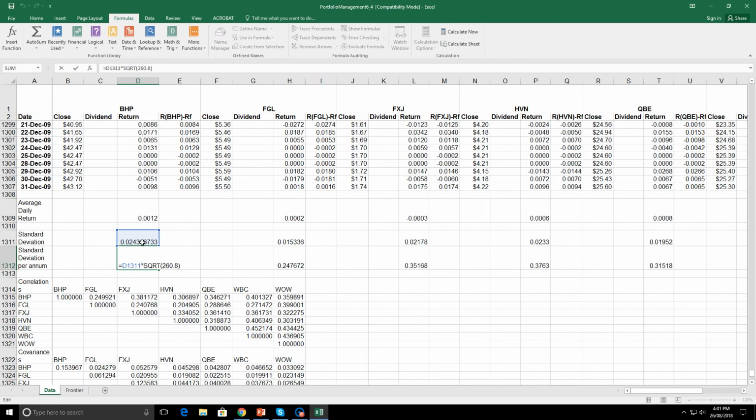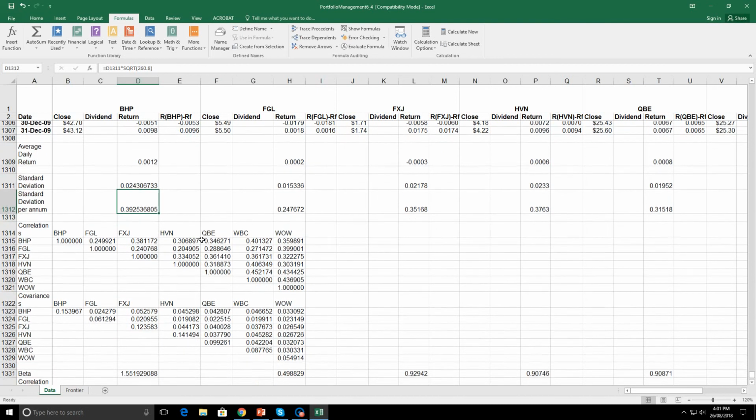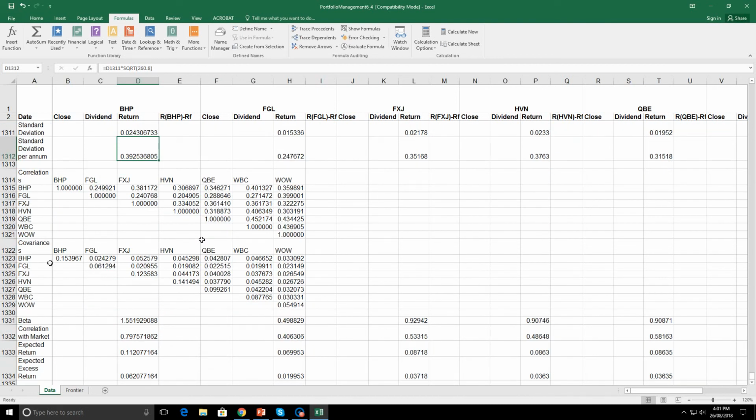So to convert our daily standard deviation to annualized standard deviation, daily standard deviation is multiplied by the square root of 260.8. Okay, so we got the annualized standard deviation. The next step is we need to calculate this variance covariance matrix.